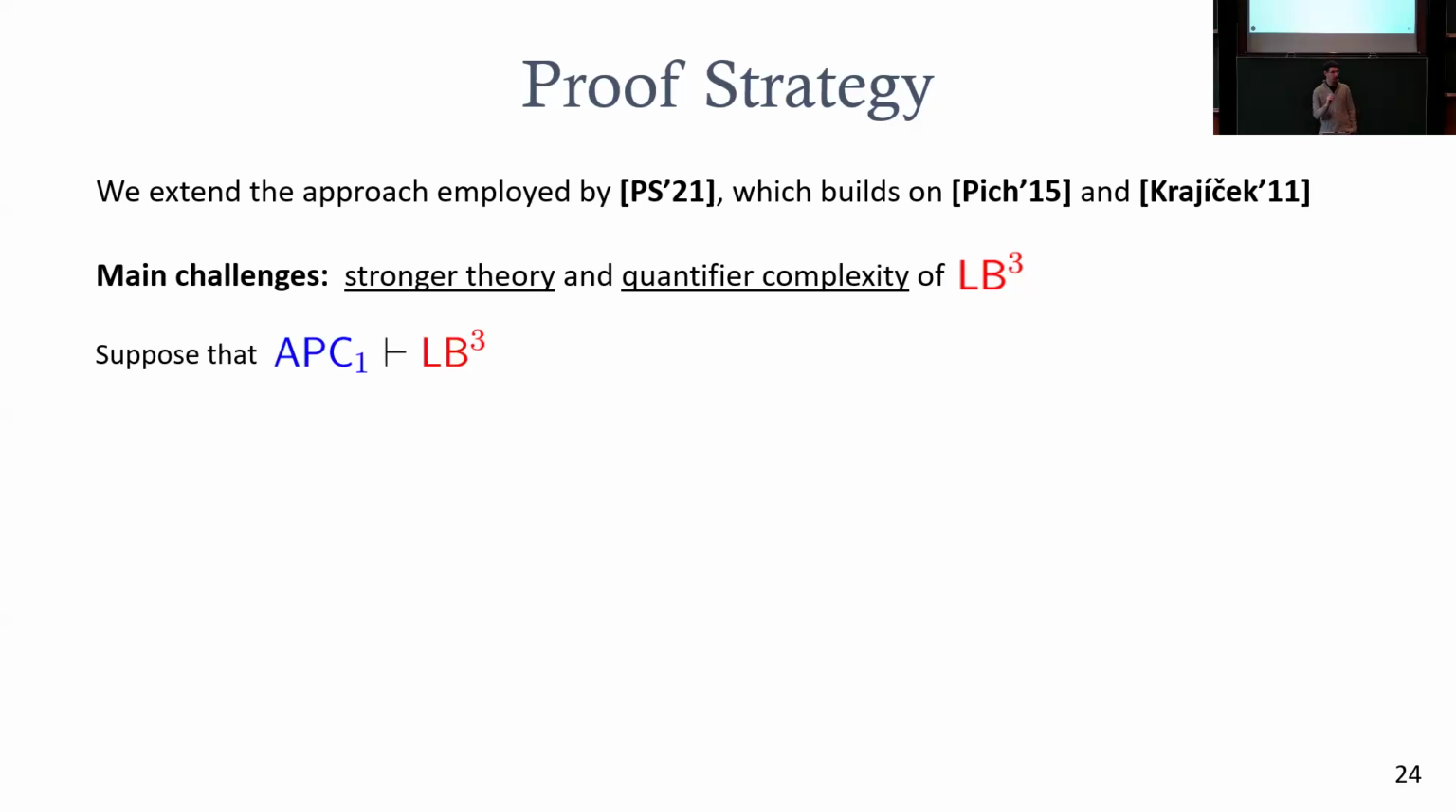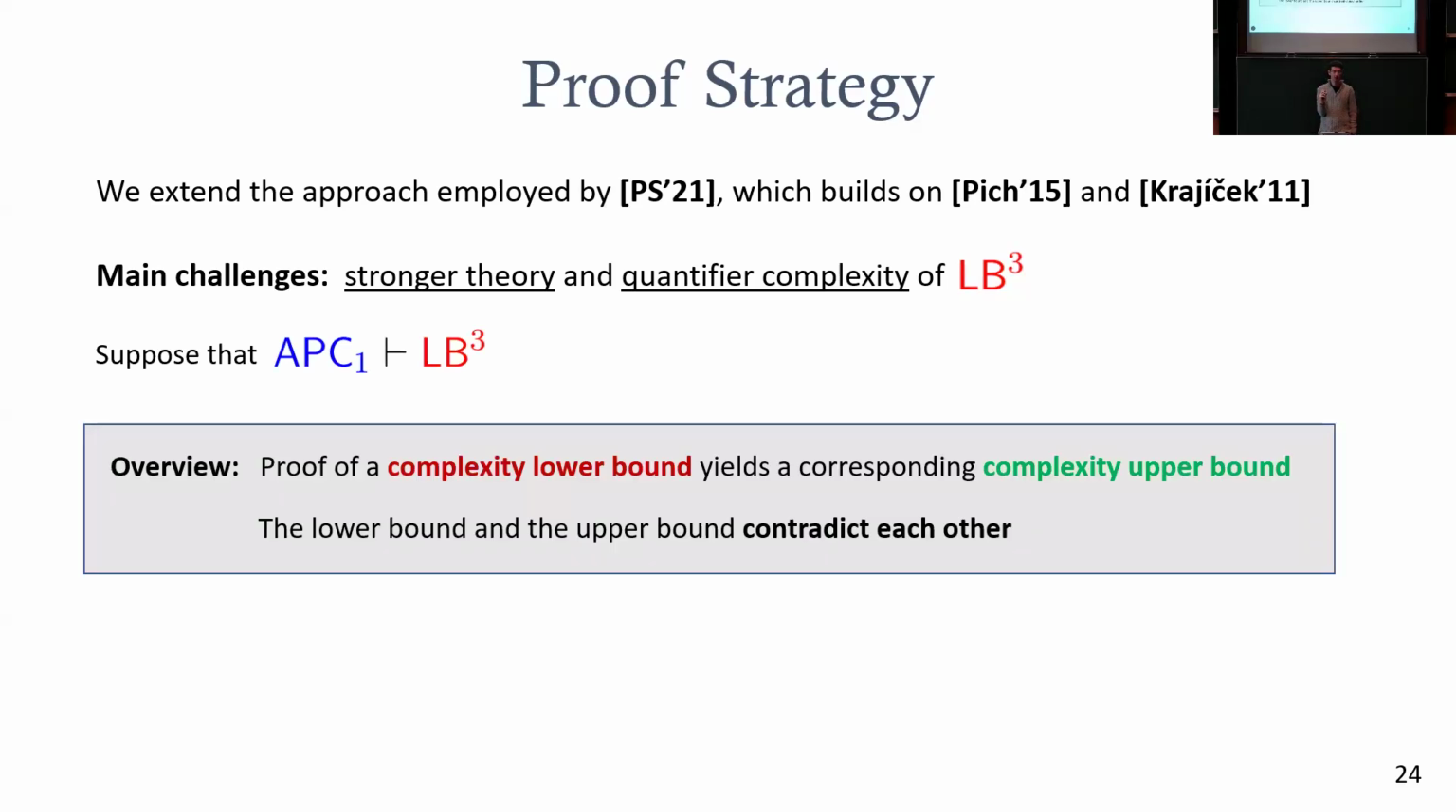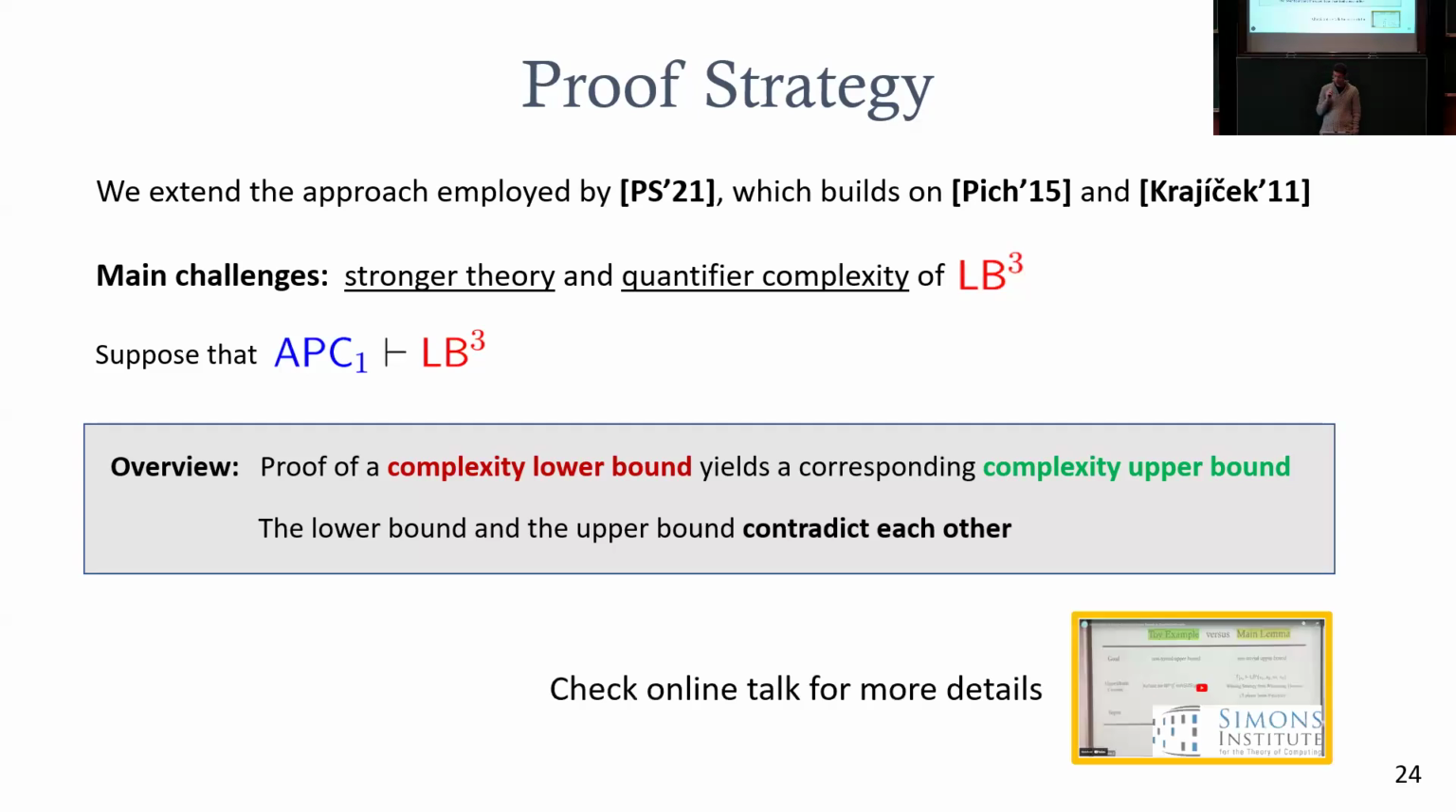And we argue by contradiction. So suppose APC1 does prove the lower bound. And again, we're going to use some kind of way of extracting computational information from the proof. From the proof of the lower bound, we will actually derive some algorithms. And we're going to use these algorithms to give a corresponding upper bound. And it turns out that the lower bound and the upper bound are in contradiction. So that's how we sort of diagonalize. And that shows that the original sentence is unprovable in the theory. I won't have time to tell you more about this, but there's also an online talk giving many more details about the proof.